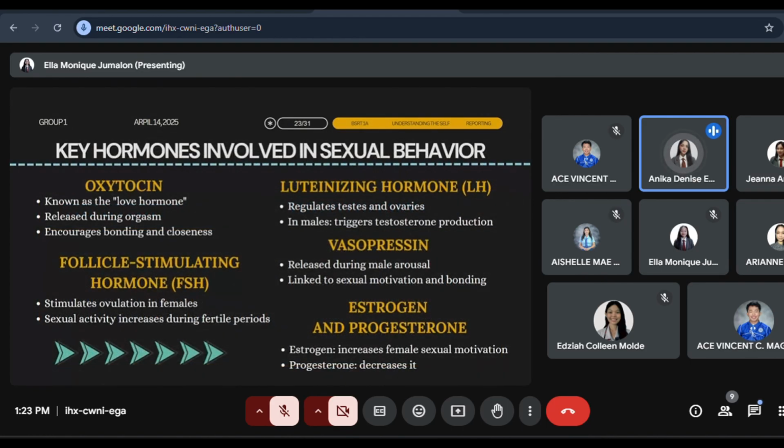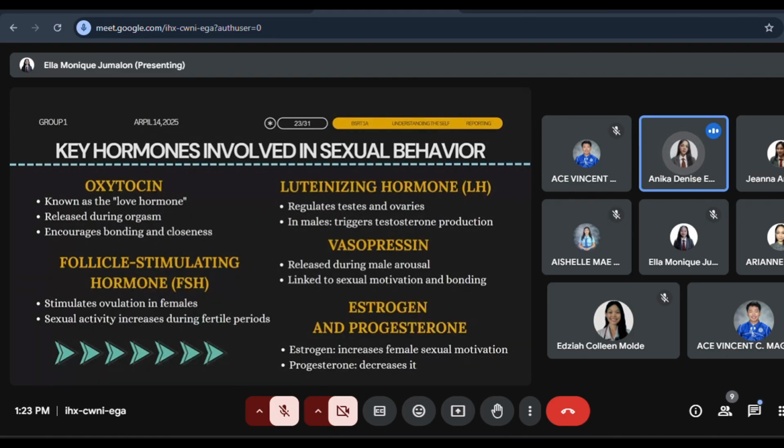Now let's talk about the key hormones involved. First is oxytocin. It is often called the love hormone. It is released during orgasm and helps promote trust, closeness, and bonding with a partner. Next is FSH, or follicle stimulating hormone. It is crucial for ovulation in women. Interestingly, studies show women tend to be more sexually active during their fertile window.